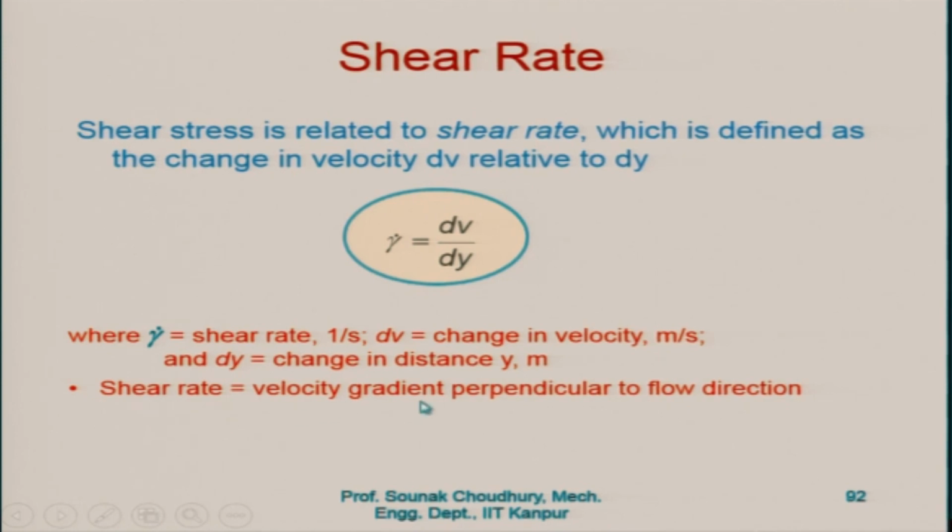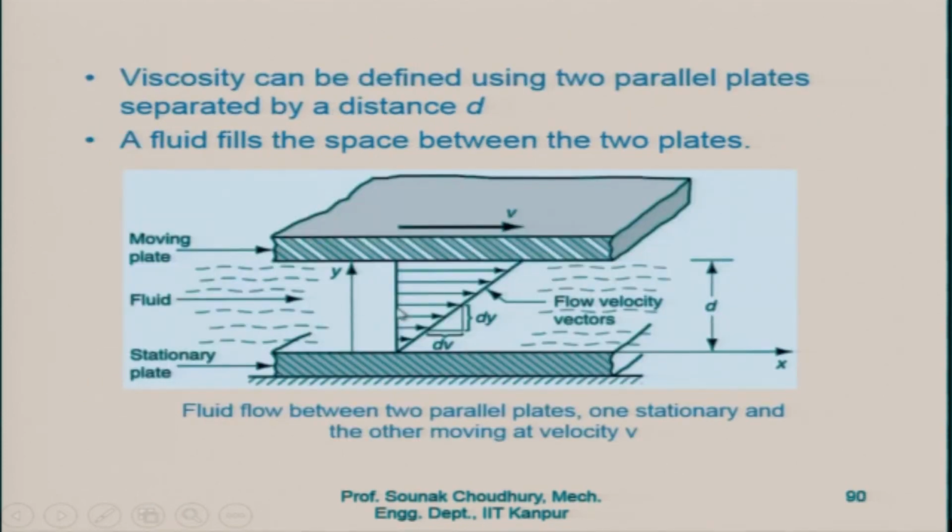This is the same as the velocity gradient. You can see that this is the velocity gradient, change in the velocity with respect to the distance, and this is perpendicular to the flow direction. Flow direction is in this way, and this is the change in the distance with respect to the flow direction, perpendicular to the flow direction.